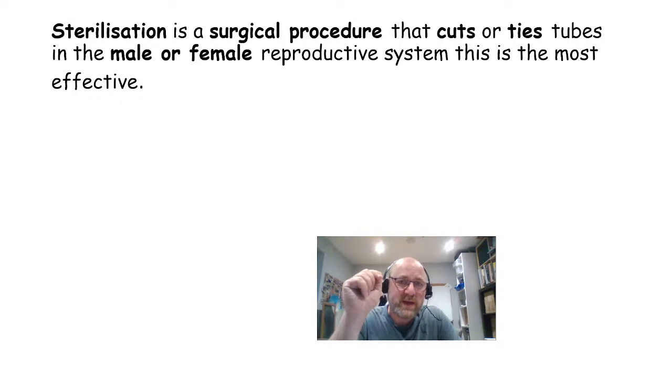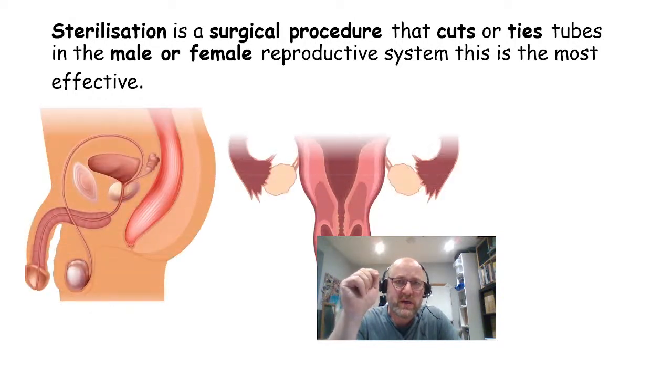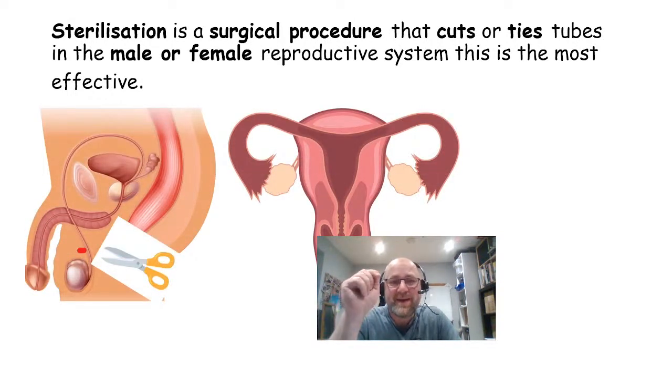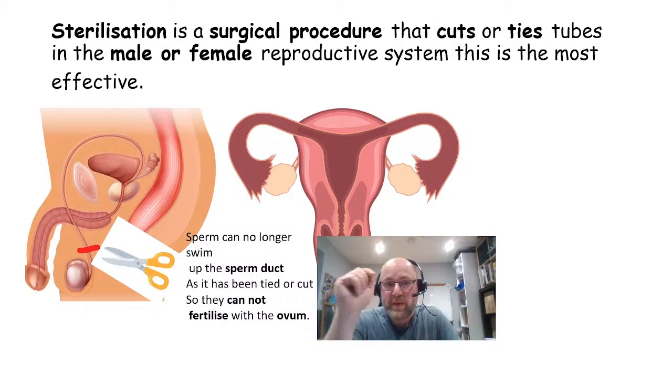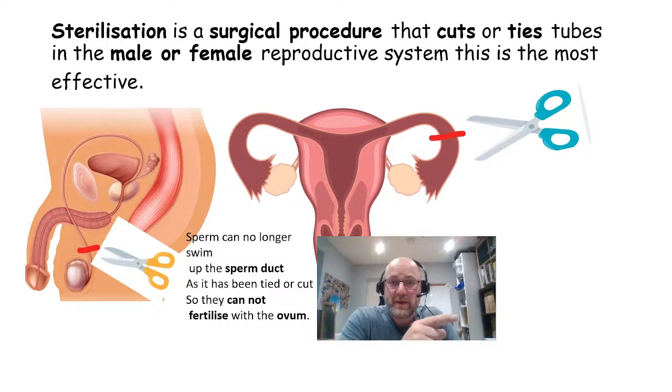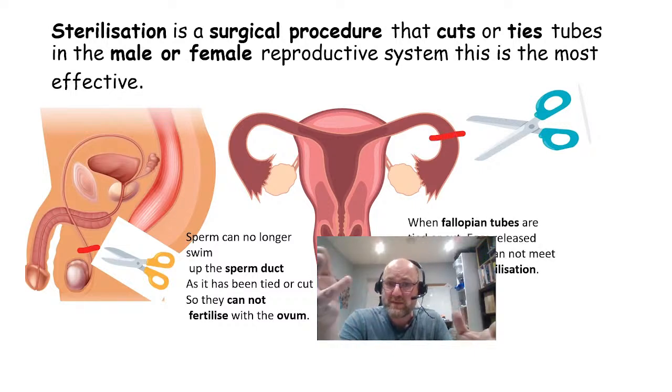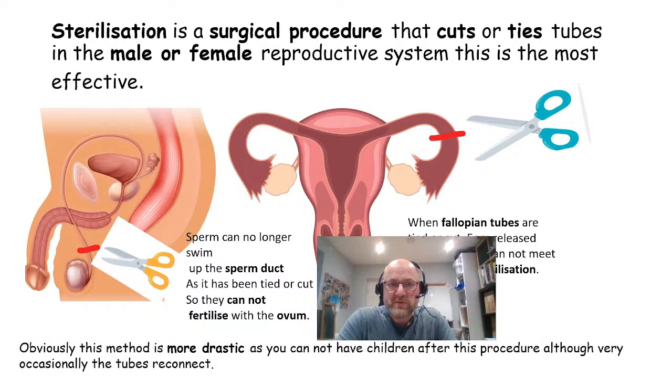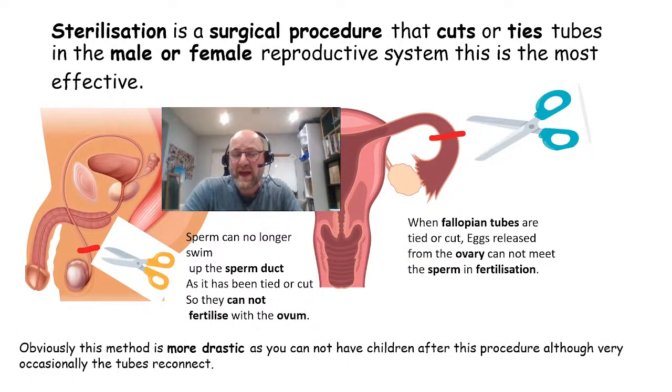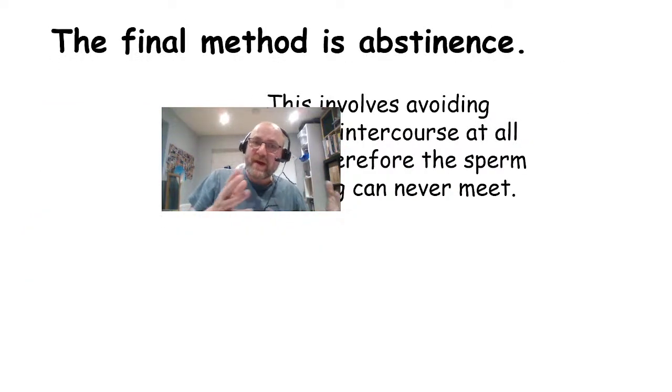Yeah, sterilization, surgical procedure. This is permanent, okay? Cutting the sperm duct so sperm can't come out the penis, or cutting the fallopian tube so the egg can't be released and meet the sperm. These still, sometimes they backfire, sometimes the tubes reconnect. They just join back together, but this is the most extreme. You're basically saying, I'm not going to have kids. Some people have this if they've had 4 or 5 kids and they're like, I don't want any more kids.